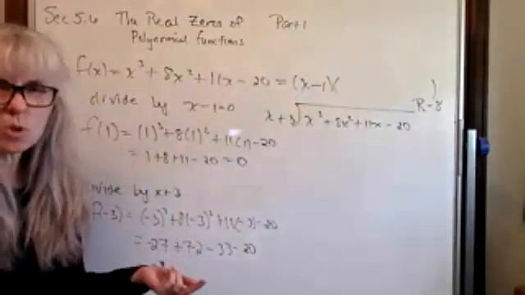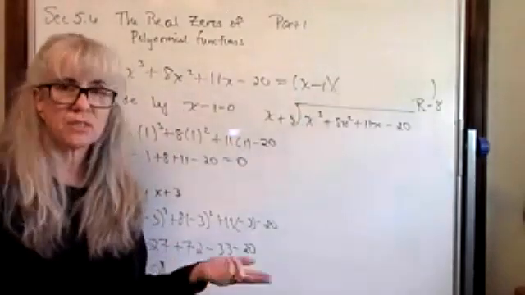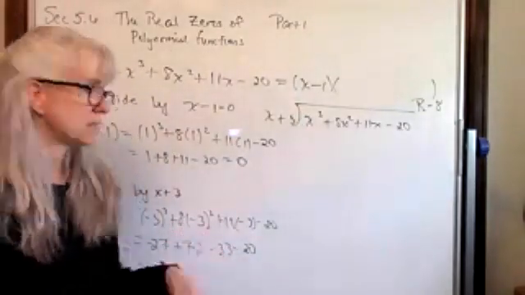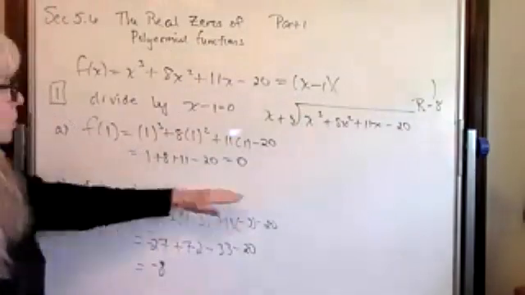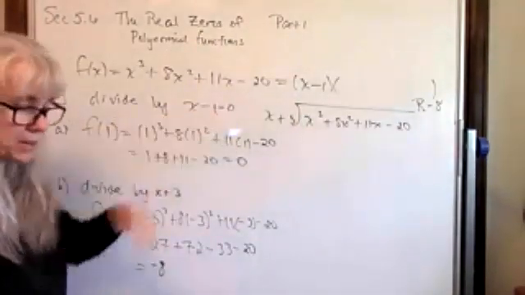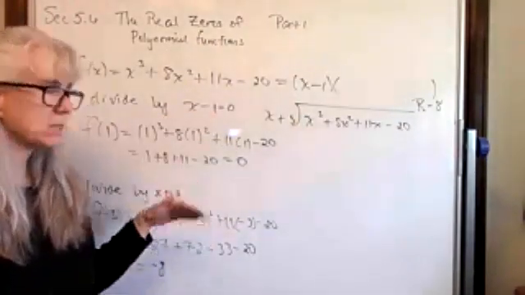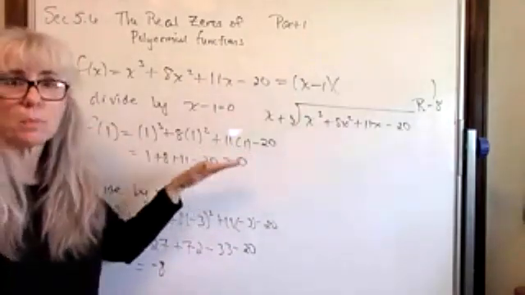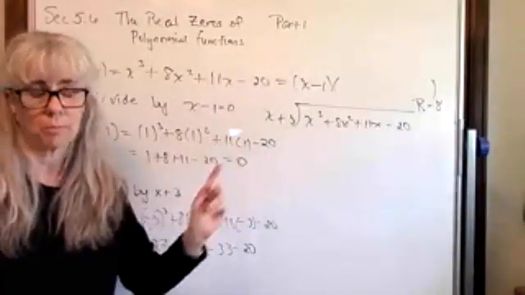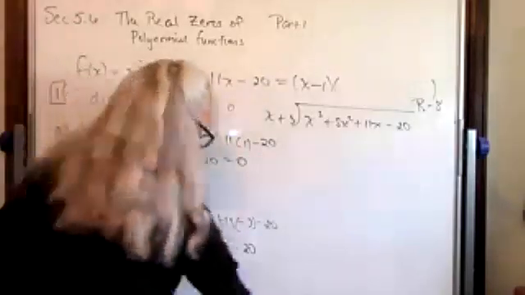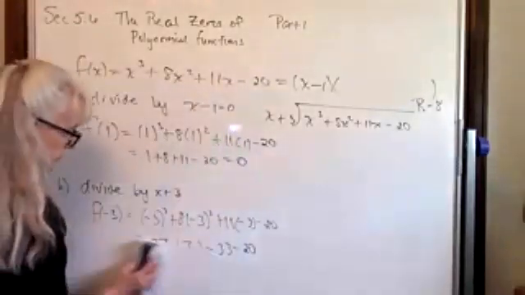So it consists of two separate statements. One statement is that if f of c is equal to 0, then x minus c is a factor. So f of 1 was 0, so x minus 1 is a factor. And if x minus 1 is a factor, then the remainder had better be 0. So it's a two-way street. So that leads us to our next example.